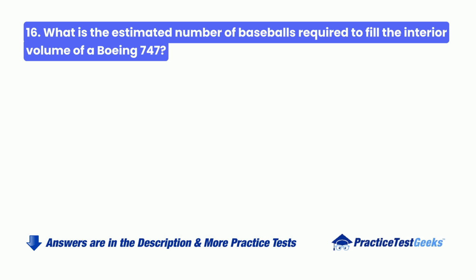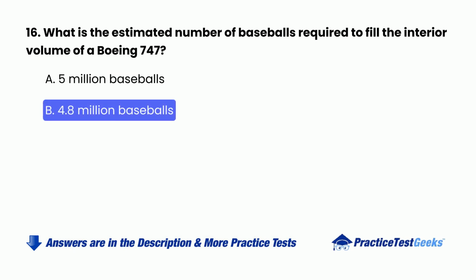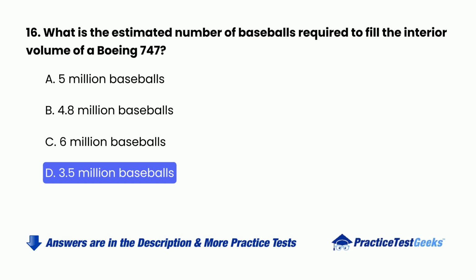16. What is the estimated number of baseballs required to fill the interior volume of a Boeing 747? A. 5 million baseballs. B. 4.8 million baseballs. C. 6 million baseballs. D. 3.5 million baseballs.